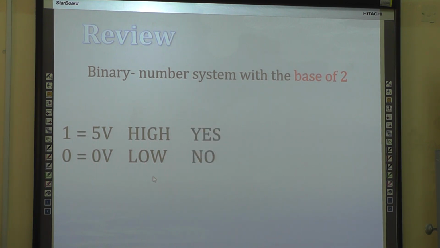It also implies 1 corresponds to yes, and 0 corresponds to no. It also implies that 1 corresponds to on and 0 corresponds to off. 1 corresponds to close and 0 corresponds to open.